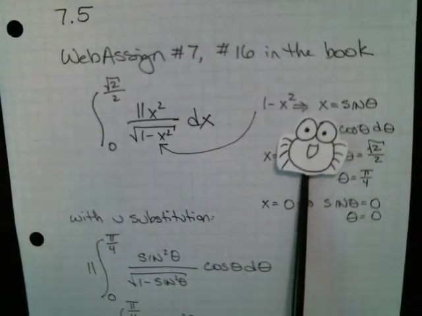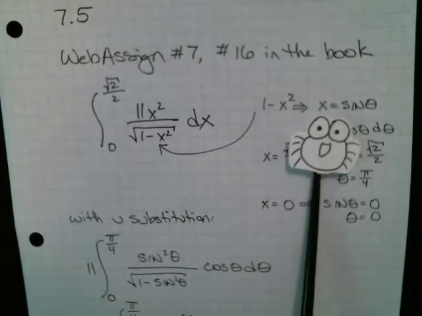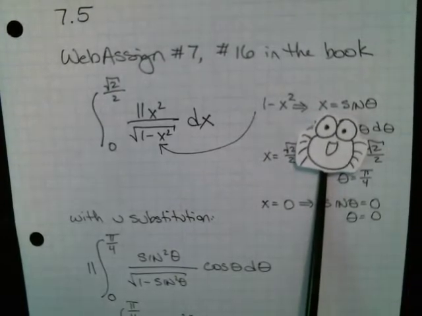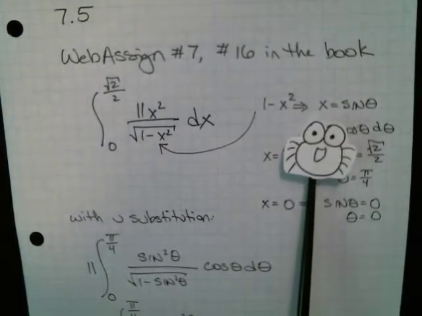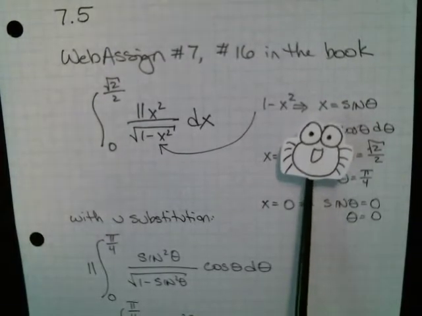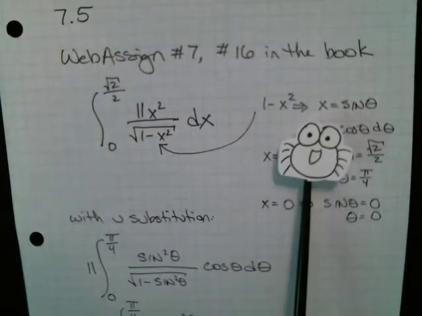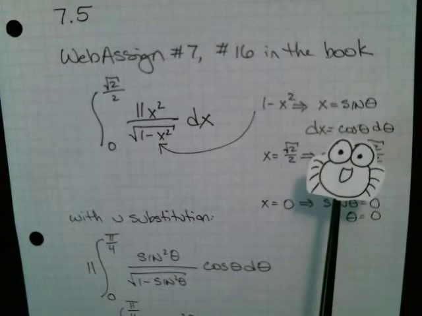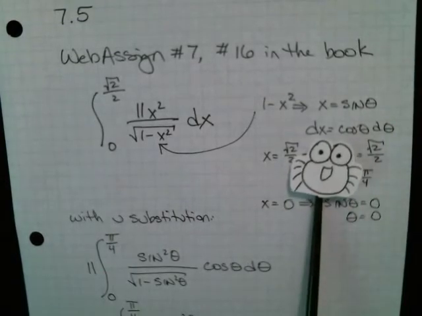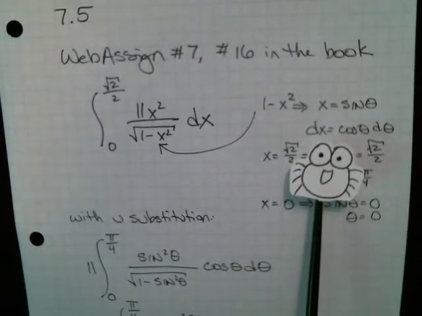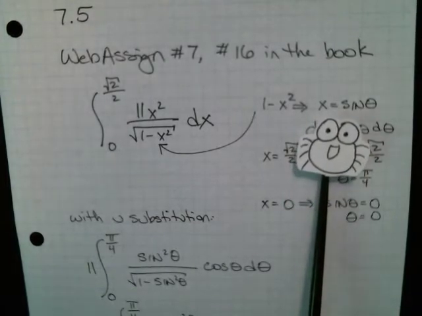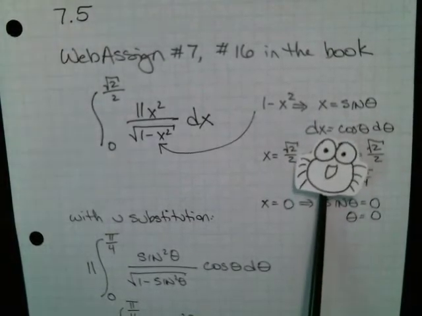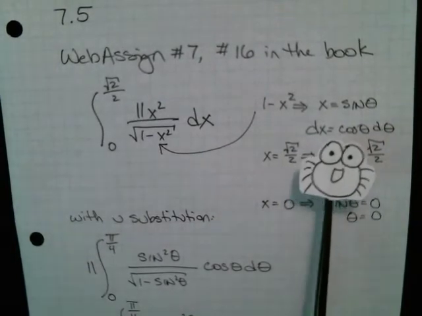If you have 1 minus x squared, you should try x equals sine of theta. You can also try x equals cosine of theta, but then you're going to get a lot of negatives running around, so you might prefer to use sine, but it's fine to use cosine as well. I go ahead and I take the derivative. The derivative is cosine theta d theta. Again, if I had set x equal to cosine of theta, I'd end up with a negative sign there. So that's why we choose sine of theta.